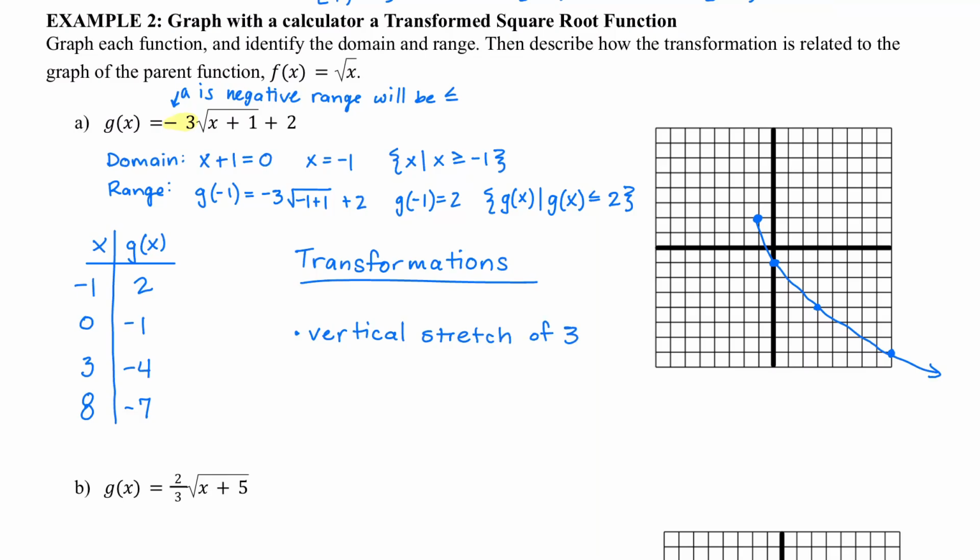of 3. Now, we already talked about A being negative. A being negative tells us that it is reflected over the x-axis.